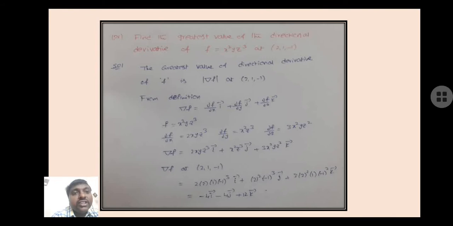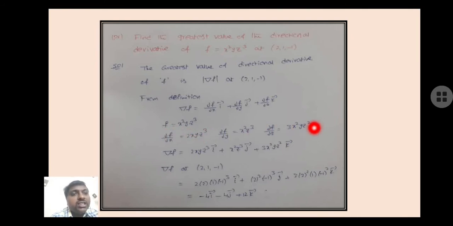From the definition, del f is equal to dou f by dou x into i bar plus dou f by dou y into j bar plus dou f by dou z into k bar. So the given scalar function f equal to x square y z cube. I am calculating the partial derivatives now. Dou f by dou x is equal to 2xy z cube. Dou f by dou y is equal to x square z cube. Dou f by dou z is equal to 3x square y z square.